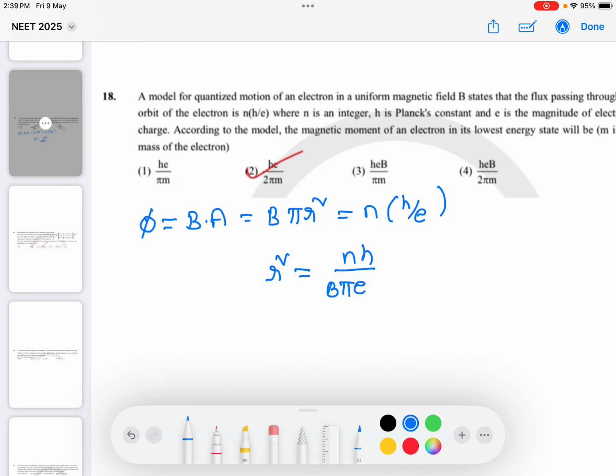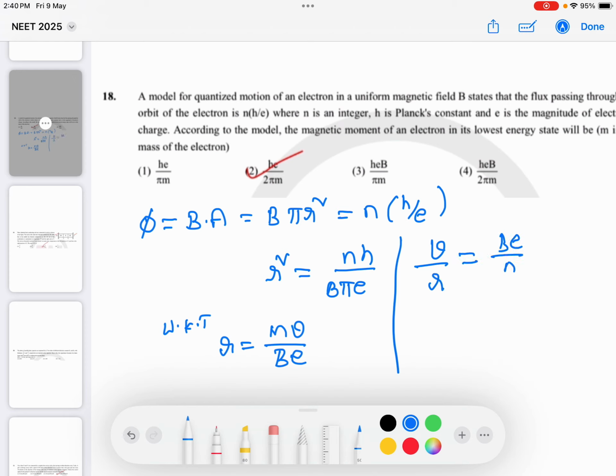According to the r value, we know that the radius of the orbit r is equal to mv by B. This is, we know, according to Bohr's theory. So I am calculating v by r. The v by r value is equal to Be by m.